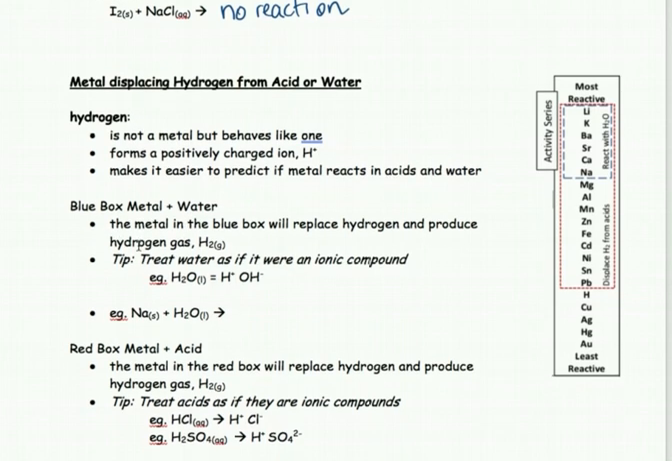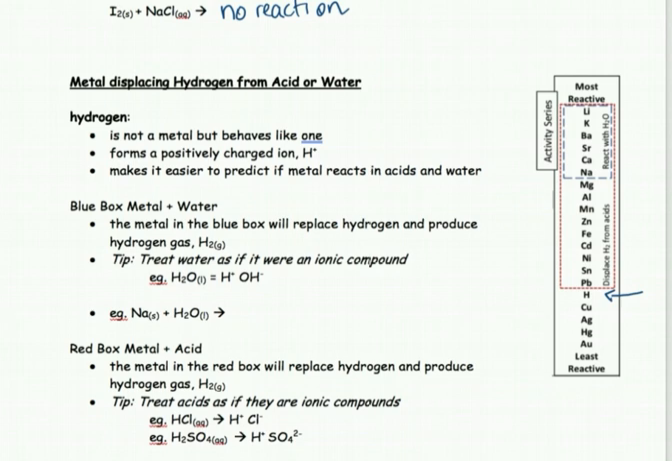If the metal is inside the blue box here, we're looking at the metal and looking to see where the hydrogen is. I'm just going to show you hydrogen's way down here. We're looking at all the metals above it, and seeing if the metal can displace the hydrogen. If you are in the blue box here, so lithium, potassium, barium, strontium, calcium, sodium. Keep in mind this is the activity series that we're using here in Chem 11.